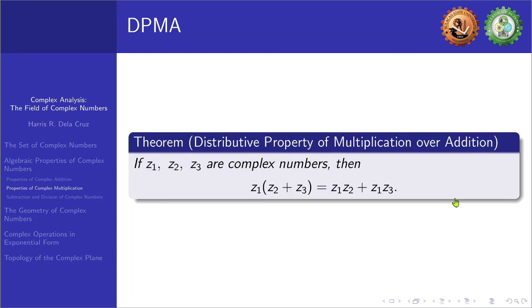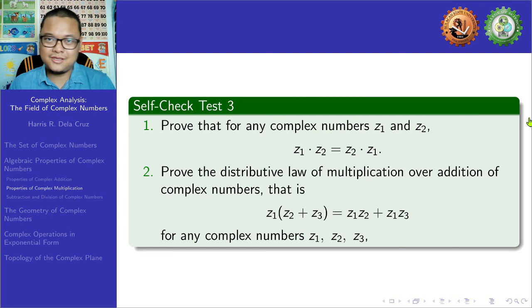Now, if we combine the operations multiplication and addition of complex numbers, we have the following rule: distributive property of multiplication over addition. If we have three complex numbers, C1, C2, and C3, and we want to find the value of C1 times the quantity C2 plus C3, all we need to do is to distribute C1 to C2 and C3. That is C1 times C2 plus C1 times C3. Now, this is fairly easy to show, and I will leave the proof as an exercise. Okay, it's your turn.